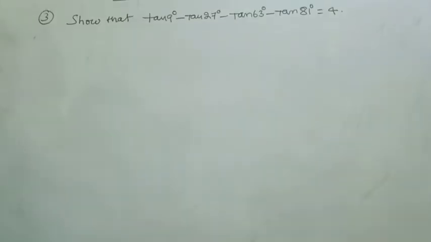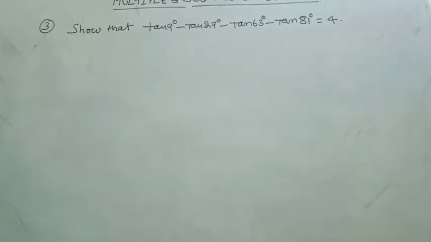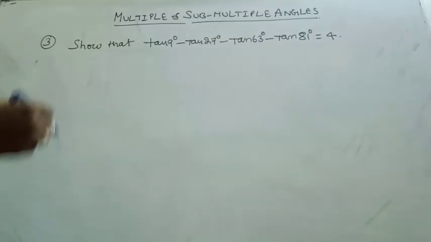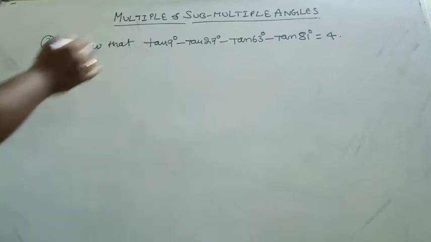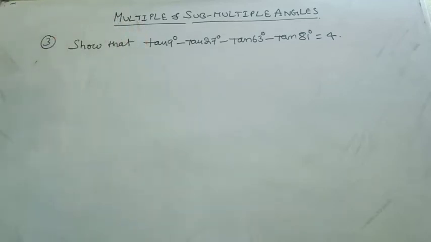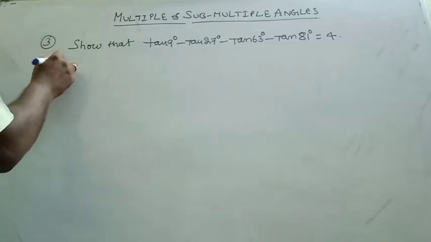Now see this beautiful problem, my dear students. Show that tan 9 minus tan 27 minus tan 63 minus tan 81 degrees is equal to 4. This is the problem you are having here. Please observe, I am repeating once again. The problem is, show that tan 9 degrees minus tan 27 degrees minus tan 63 degrees minus tan 81 degrees is equal to 4. This is what we actually require to prove. How are we going to do it?